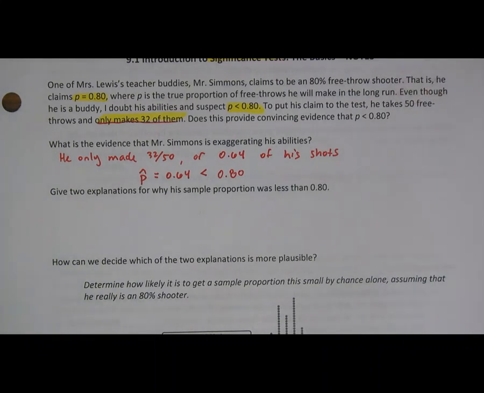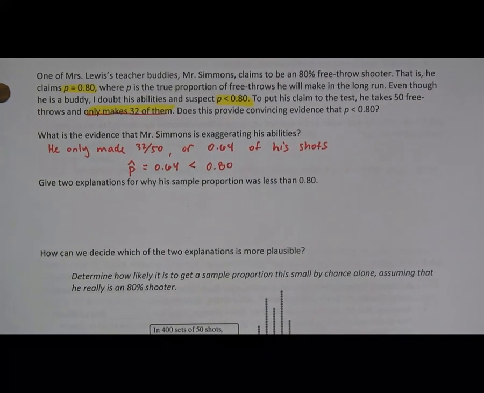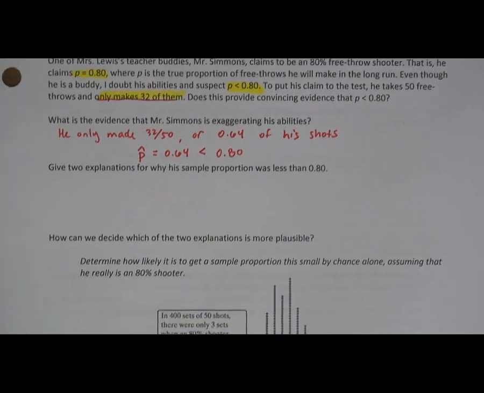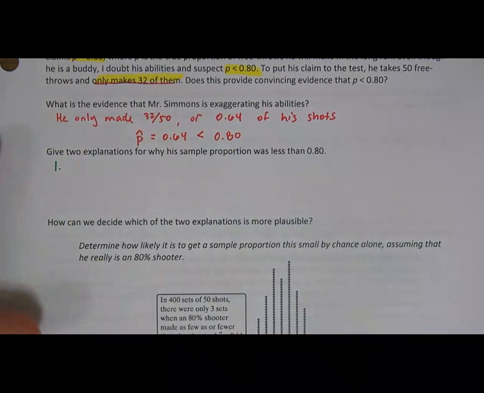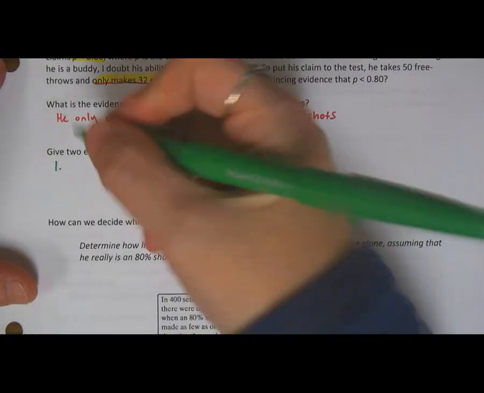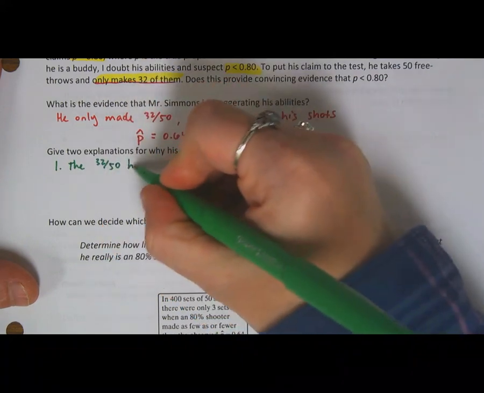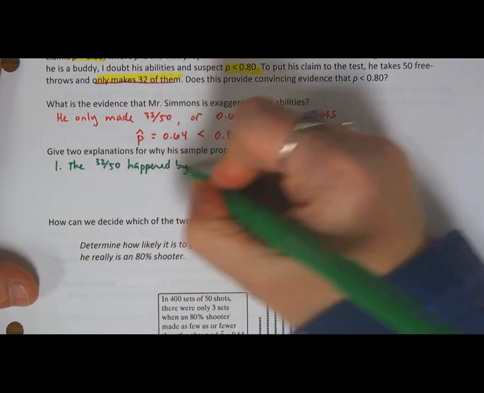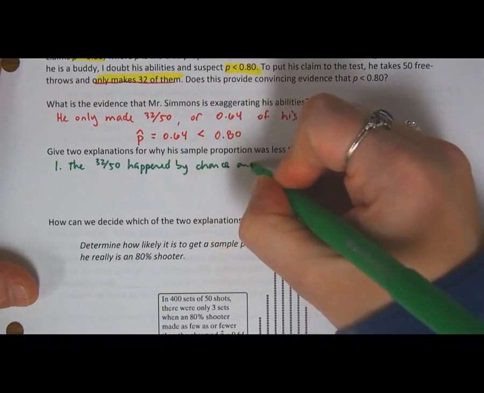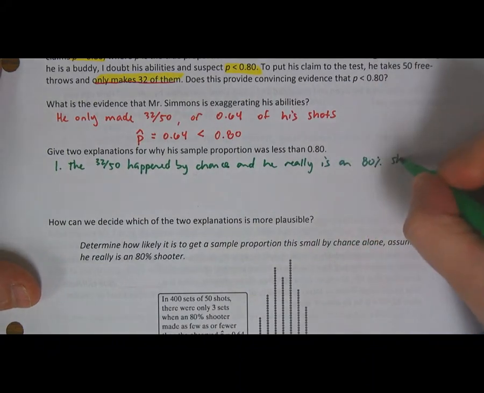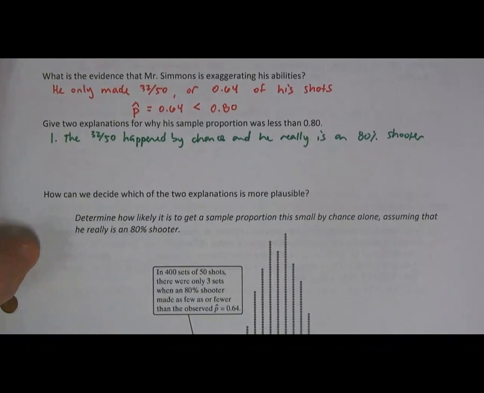Now we know that just one single sample may not be enough to prove anything, but we're going to perform a significance test. Before we do that, there are two explanations why he only made 64% of the shots. The first explanation could be that it just happened by chance. He was just having a bad day, and he really is an 80% shooter. So one of the explanations is that the 32 out of 50 happened by chance, and he really is an 80% shooter. He could have just been having a bad day.